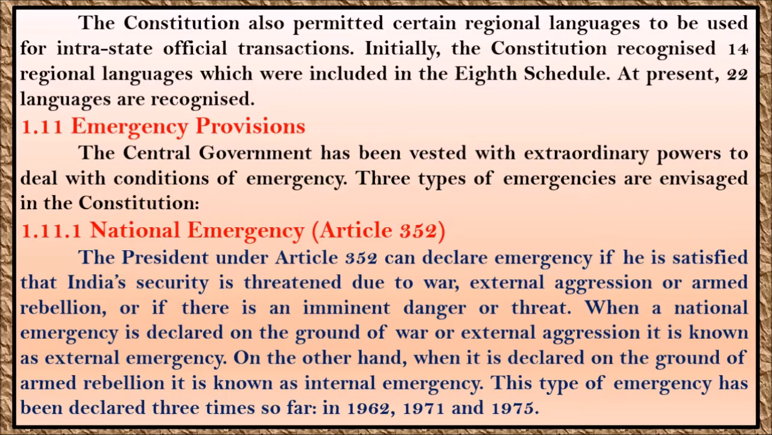The first one is national emergency. National emergency is in Article 352. The president under Article 352 can declare emergency if he is satisfied that India's security is threatened due to war, external aggression or armed rebellion, or if there is any imminent danger or threat.